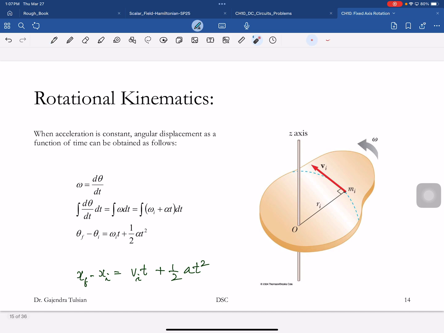So this was linear displacement equal to initial velocity times time plus 1/2 a t squared. That got replaced by this. Angular displacement is initial angular velocity times time plus 1/2 alpha t squared.